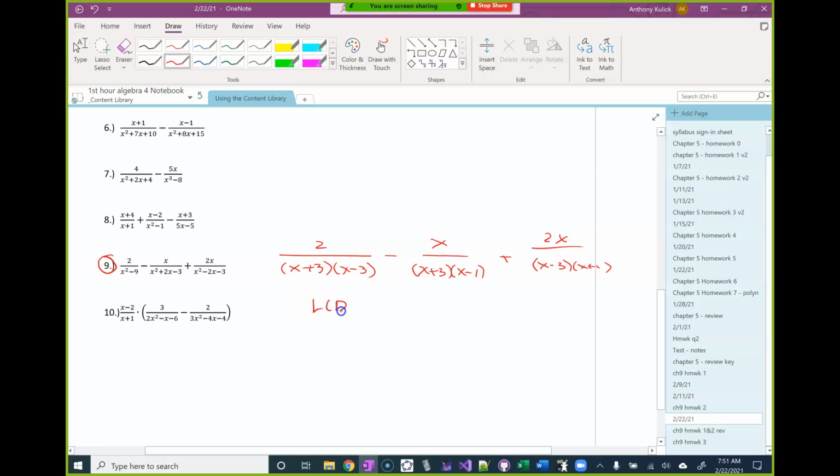So my least common denominator here, well, I have an x plus 3, an x minus 3, an x minus 1, and an x plus 1. Is that okay so far, Walter? So if I look at the first fraction, I'm missing the x minus 1 and the x plus 1, right? So I'm going to multiply those to the top and bottom of that first one.